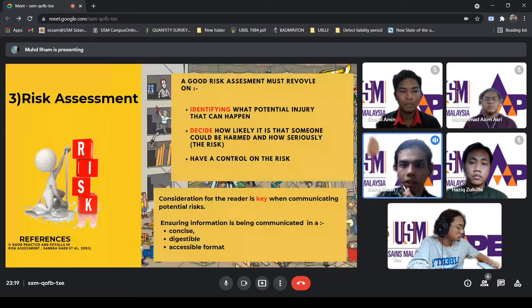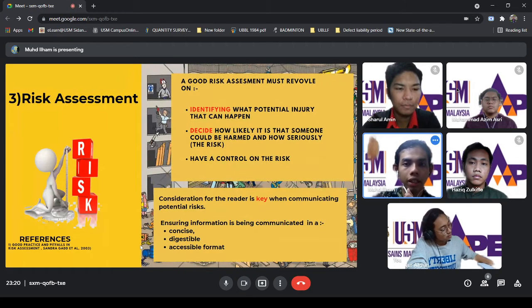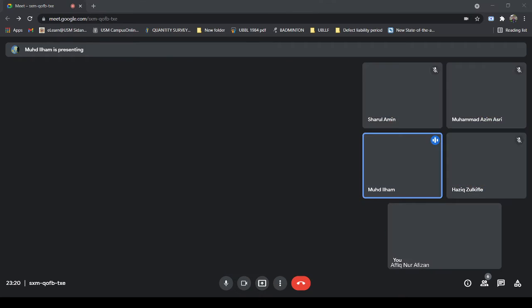The next one is risk assessment. In this part, a comprehensive risk assessment must revolve around identifying the potential injuries that can happen on the site. Secondly, deciding how likely it is that someone could be harmed and how serious the risk is on the site. And lastly, the risk assessment needs the contractor to have control of the risk.